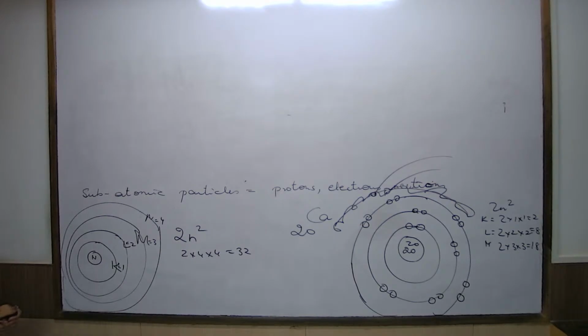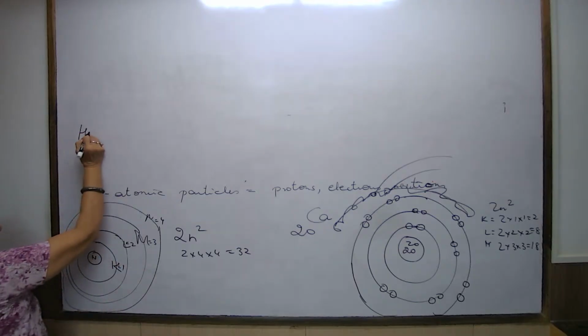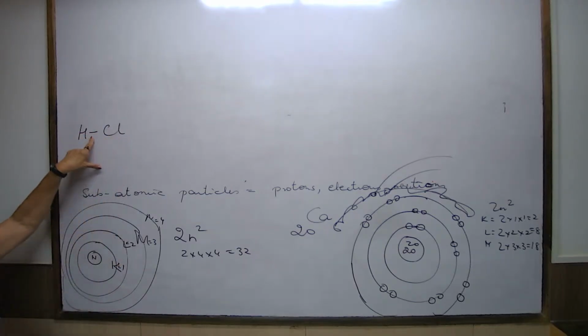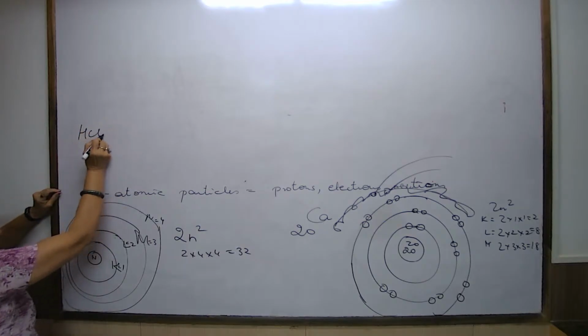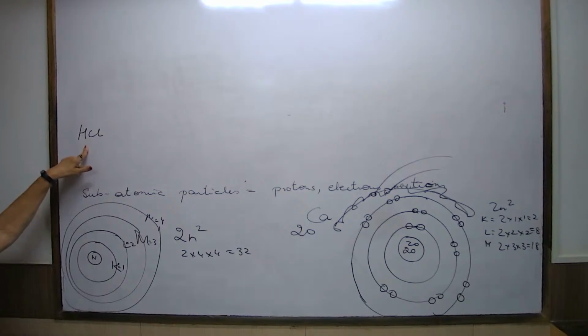Now, HCl has got this bond. Correct? This was your HCl liquid, that HCl liquid in which you put your dry litmus paper. Red remains red, blue remains blue. That means HCl is neutral.